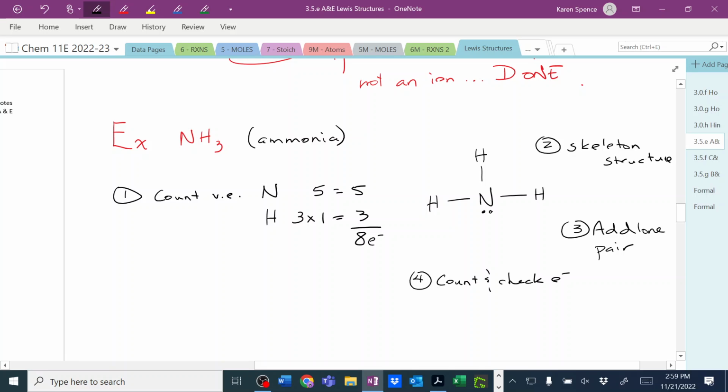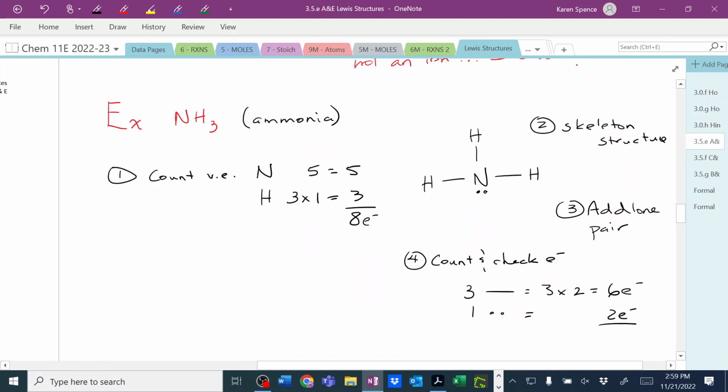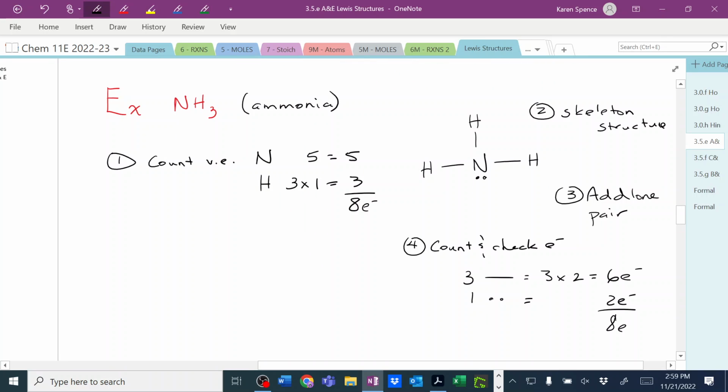So if we count, we have 3 bonds. So that's 3 times 2 is 6 electrons. We have 1 lone pair, so that's 2 electrons. And that gives us 8 electrons. Are we done? Is it an ion? It's not an ion. So we would be done at this point. You can go home and study.